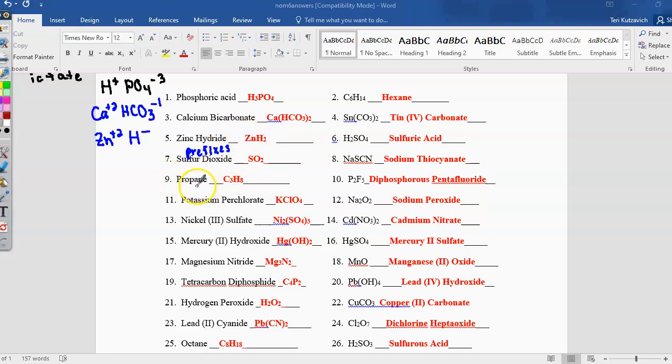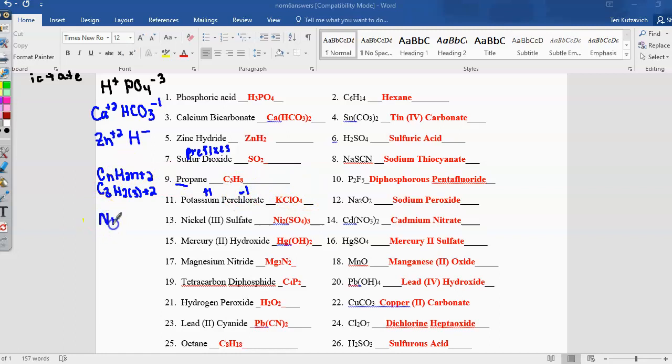This next one is a hydrocarbon because it ends in ane. So alkanes take the formula of CnH2n+2. And since prop is 3, it would be C3H 2 times 3 plus 2. And that's how I get C3H8. This next one, potassium is +1, and perchlorate is ClO4 -1.